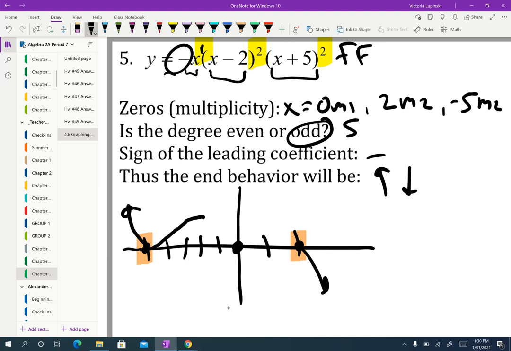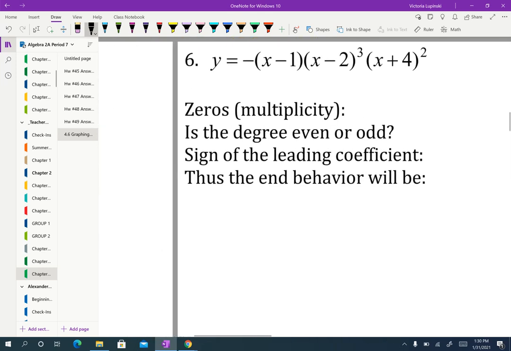Remember, there's no right or wrong answer for now. You're just sketching it. Then you're going to cross through the 0, turn back up at the 2, bounce back down, and your graph should look like such. As long as you have a nice smooth curve, that is really ultimately what we're looking for. So one more should do it for us.